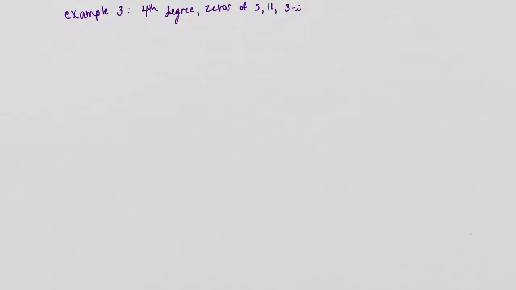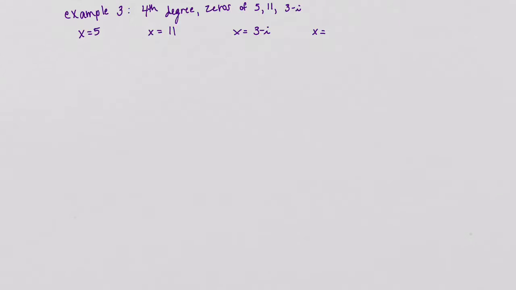Okay, now for this example, we're supposed to write a fourth degree polynomial equation in standard form with zeros of 5, 11, and 3 minus i. So already, fourth degree, I should have 4 solutions. So I'm going to go ahead and write x equals 4 times, and then figure out what my 4 solutions are. Okay, zeros of 5, so x equals 5, 11, 3 minus i, but what's the 4th solution?